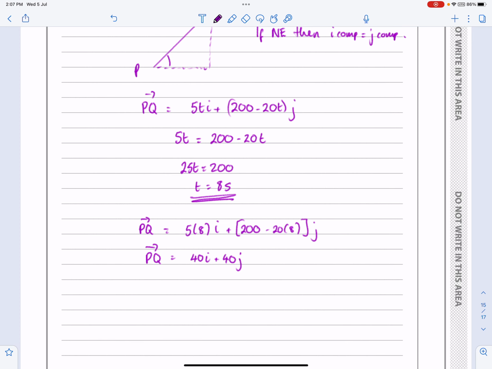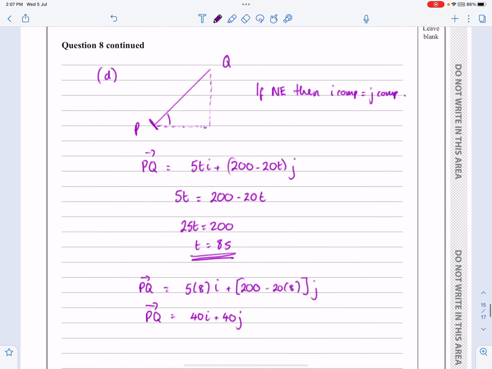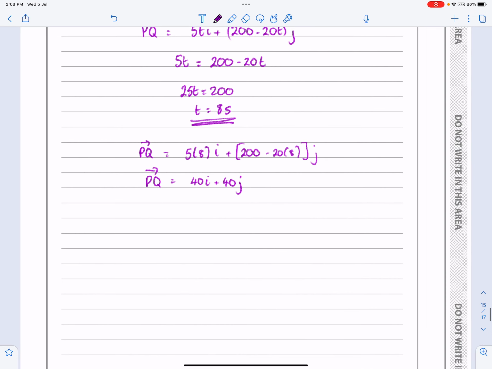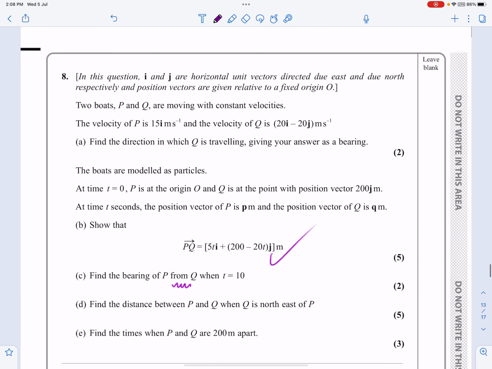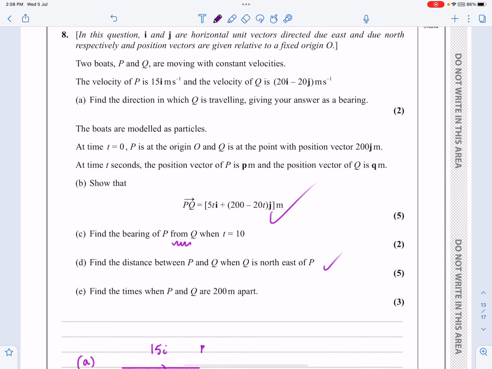And then what we want is the actual length. We actually want the length from P to Q, which is nice and easy. That's just the modulus of PQ, which is the square root of 40 squared plus 40 squared, which works out to be equal to, do it on your calculator, 40 root 2. Just check and see what it says in the answer scheme. If it doesn't say anything about decimal places, significant figures or exact values, then it's up to you what you can put down. We'll leave it as 57.